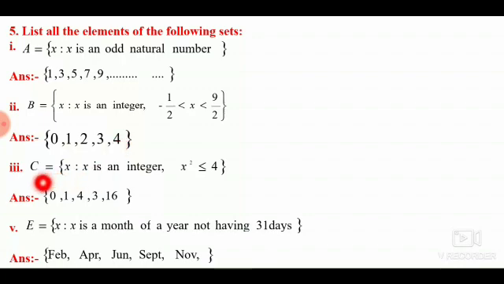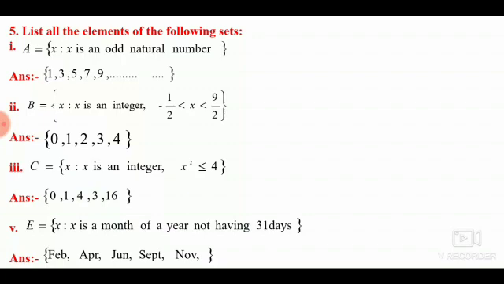Moving to the next question. C is a set containing x such that x is an integer where x square is less than or equal to 4. Therefore, the elements whose squares are less than or equal to 4 are 0. x is an integer. If x is 0, it gives 0. Plus 1, it gives 1. If plus 2, that gives 4.